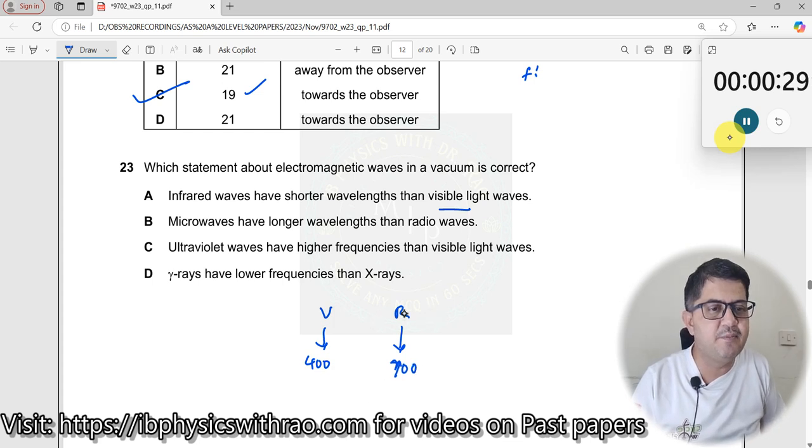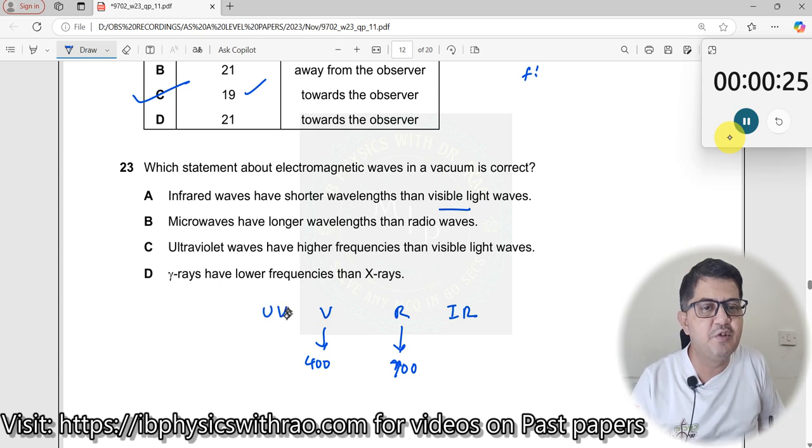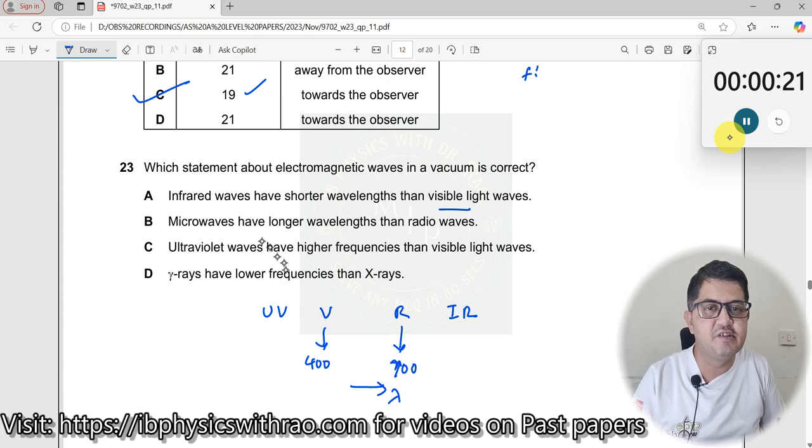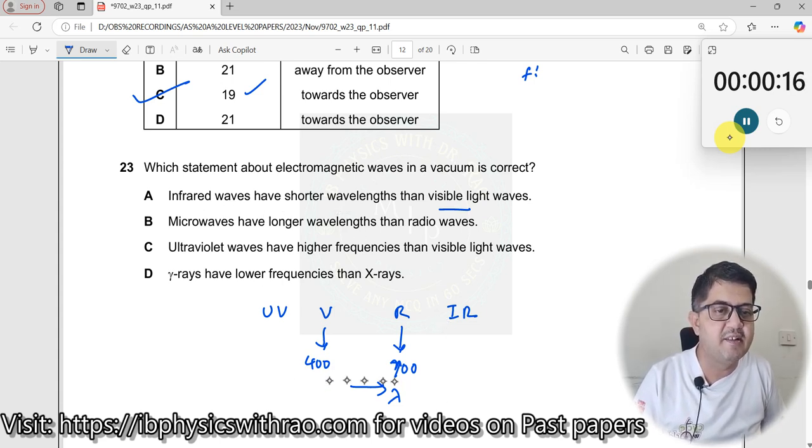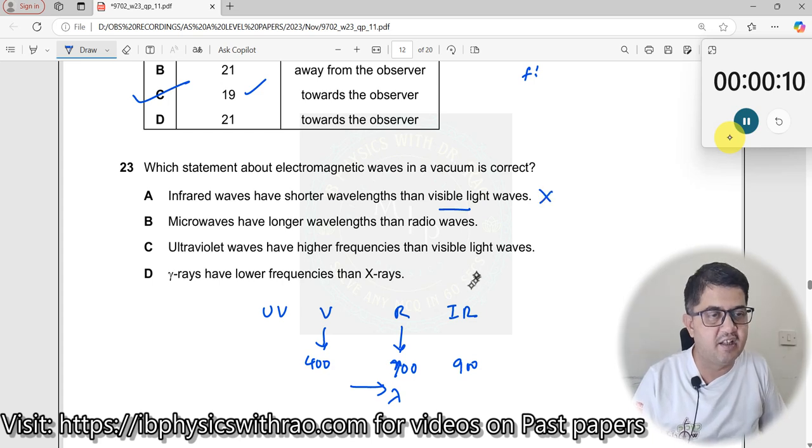Where does IR come? Since you have an R here, IR should be here. Since you have a V here, UV should be here. Now what is this? This is your increasing wavelength over here. Now read the question. Infrared rays have shorter wavelengths than visible light rays. If this is 700, the next one should be 800 or 900. So definitely this is incorrect, right? It will have a larger wavelength than the visible range.